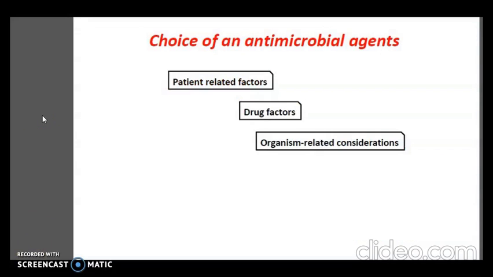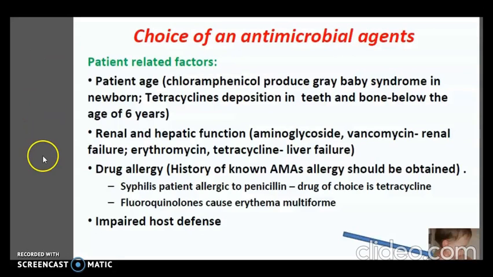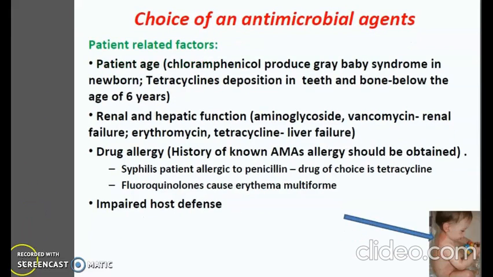Choice of an antimicrobial agent depends upon patient-related factors, drug factors, and organism-related considerations. First, let's see the patient-related factors. Patient age is an important factor. Chloramphenicol produces gray baby syndrome in newborns, and tetracyclines deposit in teeth and bone below the age of 6 years. Also, if the patient has renal or hepatic dysfunction, drugs like aminoglycosides and vancomycin may result in renal failure, and erythromycin and tetracycline may result in liver failure.